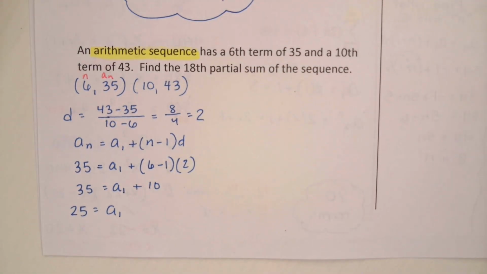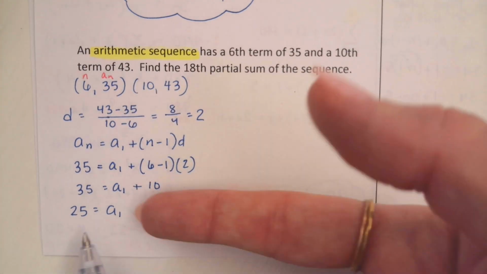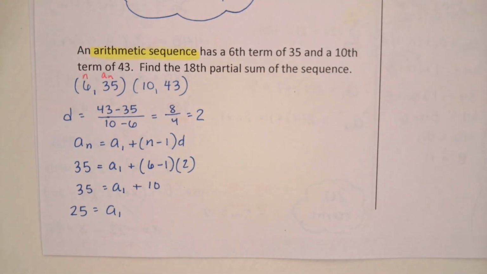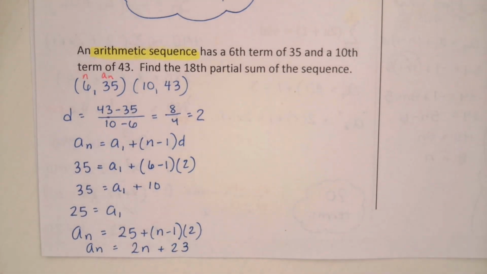And then once we know that, we can figure out what the equation is, because we're going to need the equation in order to figure out the last term. Because remember, for a partial sum for arithmetic, you need the first and the last term. Well, I know the first term, but I still need to find my last term. So my equation with everything plugged back in would be 25 plus n minus 1 times my common difference, which was 2. So I would simplify to 2n plus 23. There's my equation.